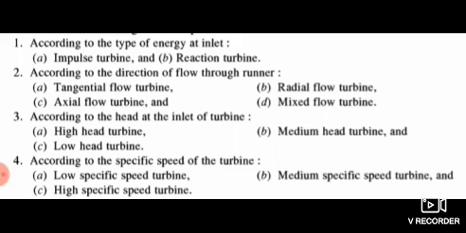According to specific speed, there is low, medium, and high specific speed. For low specific speed we use the Pelton wheel, for medium we use Francis, and for high specific speed we use the Kaplan turbine. Specific speed depends on the discharge. The Kaplan turbine is a low head, high discharge turbine, so water strikes the blades maximally and the speed is maximum. That's why we call it a high specific speed turbine.